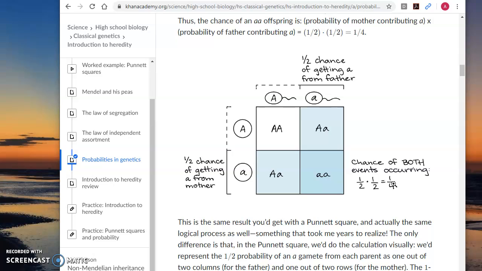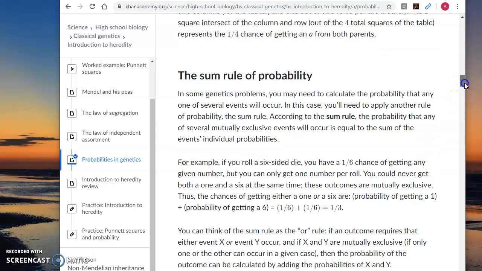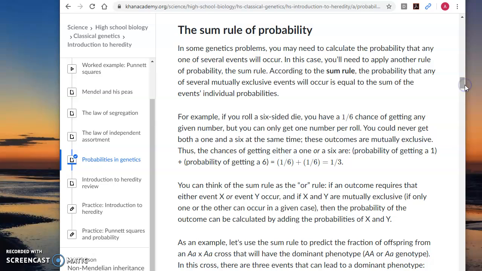Okay, so this is the AND rule, and we're going to multiply the two probabilities. The second one is called the sum rule of probability. In this case, we're calculating the probability that any one of several different events will occur. According to the sum rule, the probability that any of several mutually exclusive events will occur is equal to the sum of the events' individual probabilities.